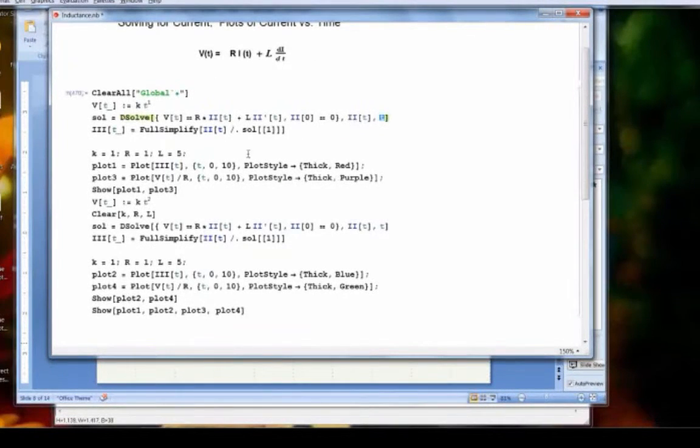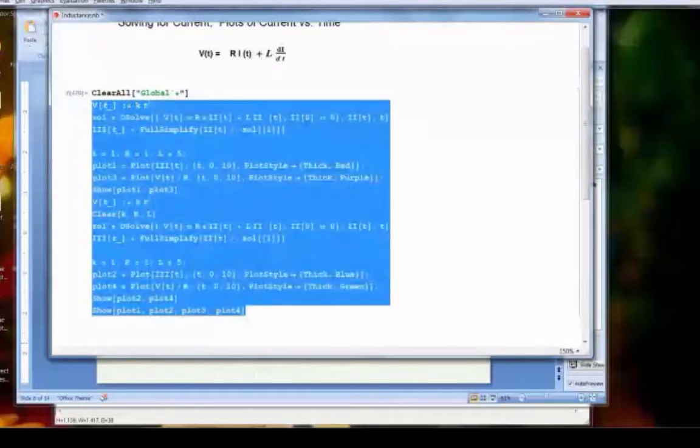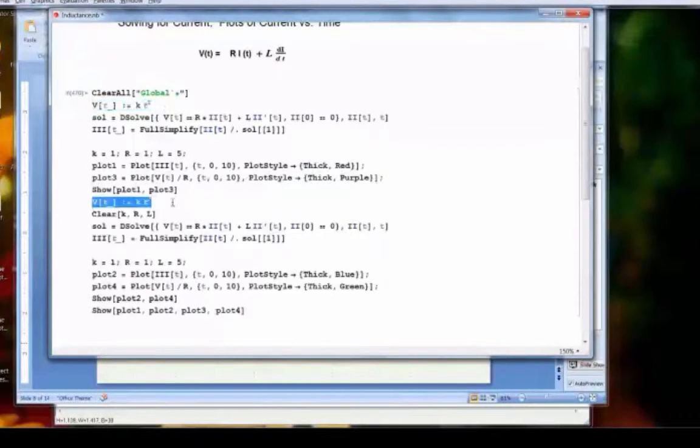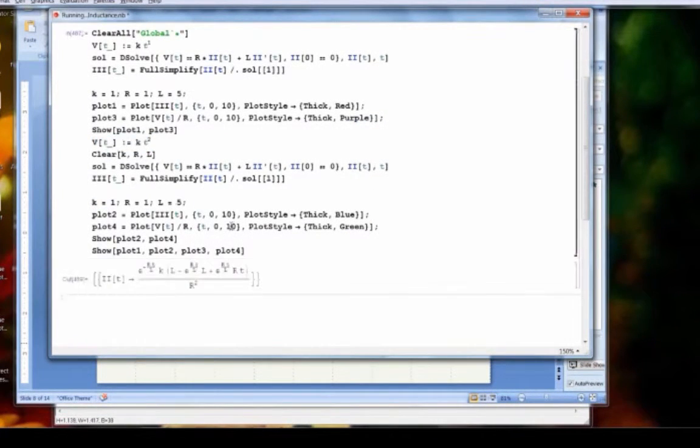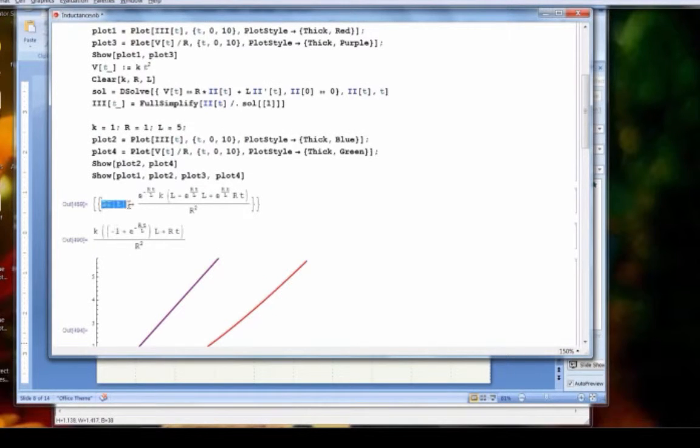In order to plot, we have to put in some values. I'll let k equal 1, r equal 1, and I'll just take l equal 5, just for an example. Here's the linear voltage with time. Here's the quadratic with respect to time. So we'll plot both of these. What I'm going to do here is just run this. Here's the solution for the current for the linear case. And that can be simplified, so that's right here.